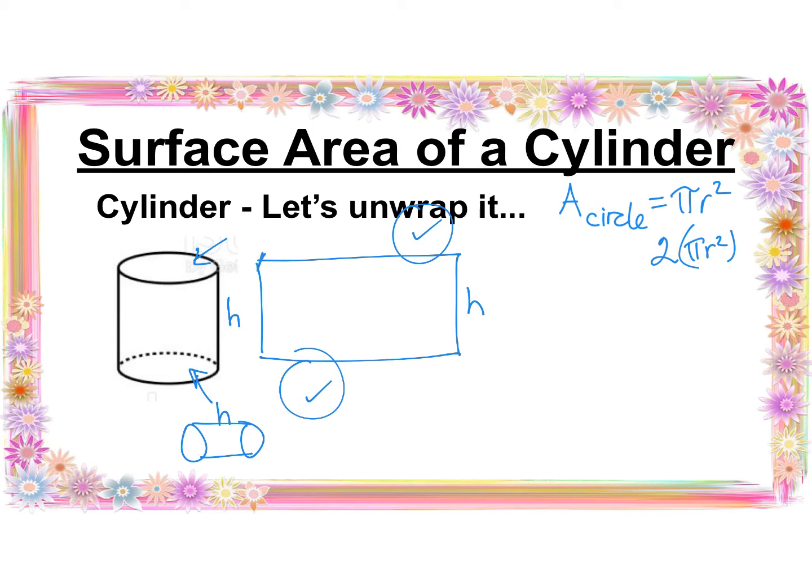So now we need to figure out this distance. And where this distance comes from is all the way around the circle. So that is the circumference. So this is my circumference, which we just said was 2 pi r. So if I look at this rectangle, the area of just this rectangle is 2 pi r times the height. So we're going to put both of those things together. It looks a little scary, but it just comes from 2 circles and then the circumference times the height.